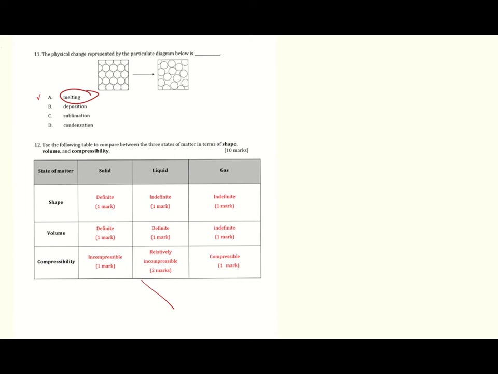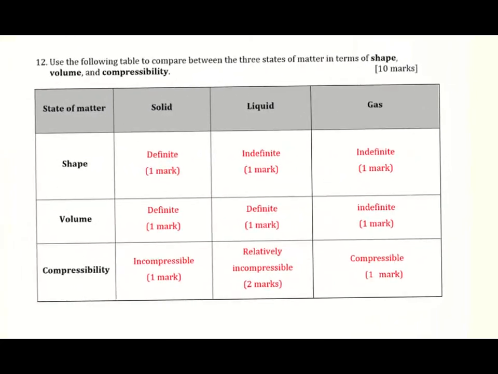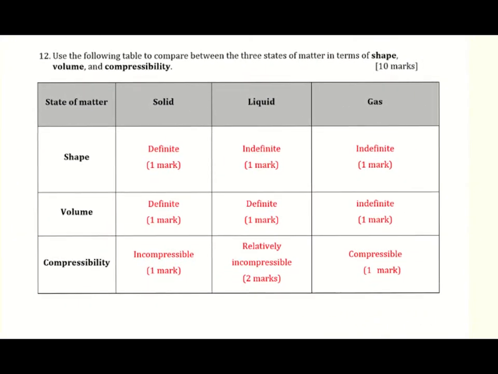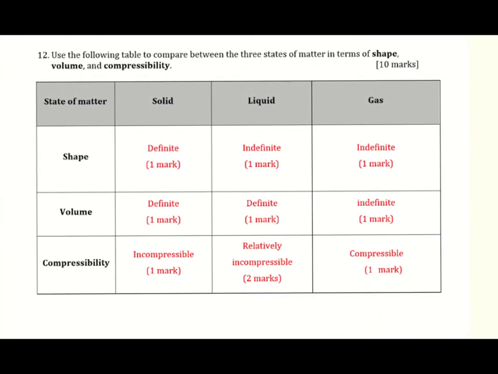Then here you have a table and you are asked to fill it by comparing properties of different states of matter in terms of shape, volume, and compressibility. First, solid has definite shape and definite volume. Liquids have definite volume but indefinite shape. Gas has indefinite shape and indefinite volume.